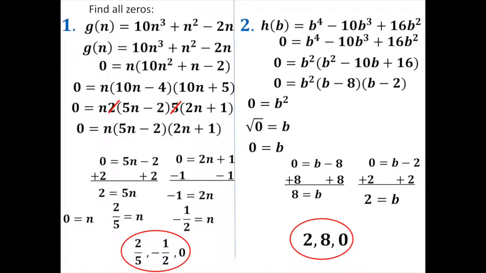Check your answers here. Number 2 was a challenge. There's no question number 2 is a challenge because this one had a b squared that we could factor out of it. And b squared equals 0. Take the square root of both sides.